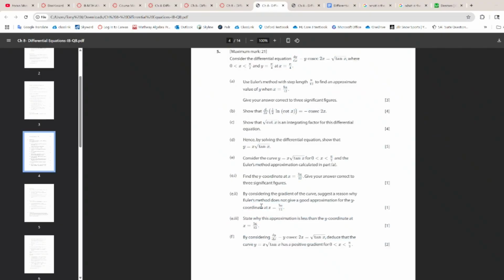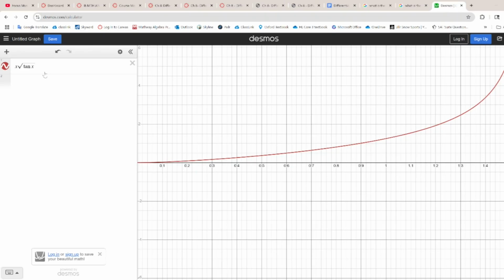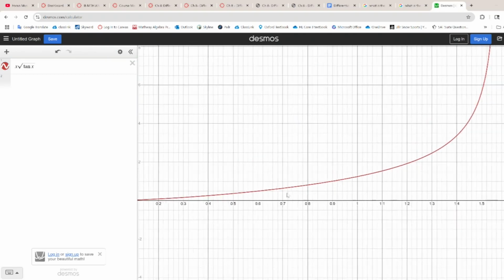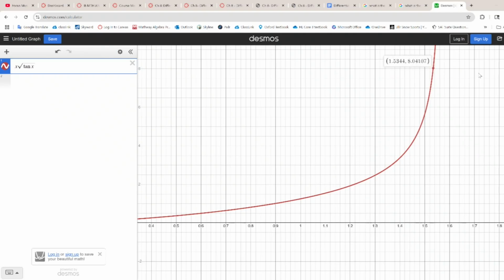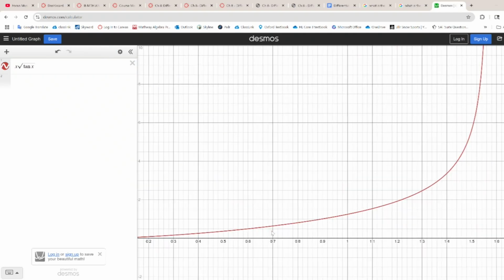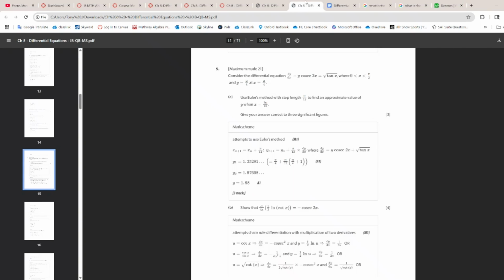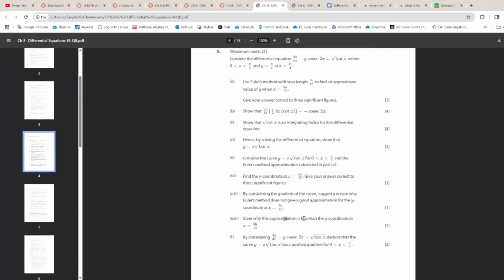For me personally, the way I understood this is actually through a graph, right? So I graphed x square root tan x, and we can see the gradient increasing as the x increases as well. So pretty much what happened is Euler's approximation method with the steps is linear, whereas this, I think, is exponential, so it will be very inaccurate, and hence why at x equals 5 pi over 12, the y coordinate will be less compared to what it actually is if we use the Euler approximation method. I hope that makes sense.